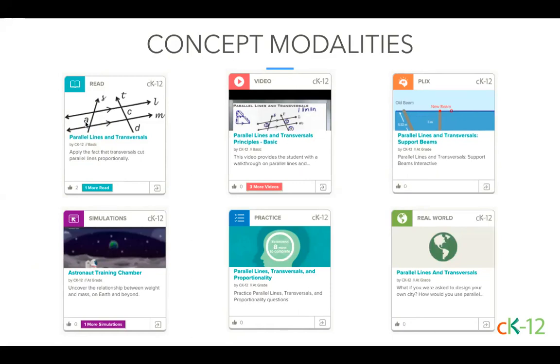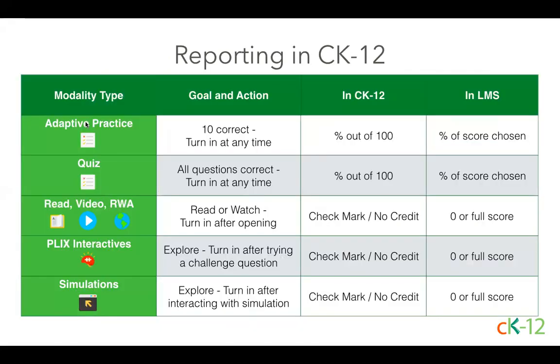If you want to generate a report, you need to assign these modalities. I'm sharing this chart with you, but please don't be intimidated. It's included in the session resource page that you can reference at any time, but it gives you an idea of how things report in CK12 classes, or a preview of how they report in a learning management system such as Google Classroom. So our practice and quiz modalities, students can turn those in at any point in time, and the percent would be a percent out of 100 within our system, or if you chose a different score for that assignment, a percent of that chosen score.